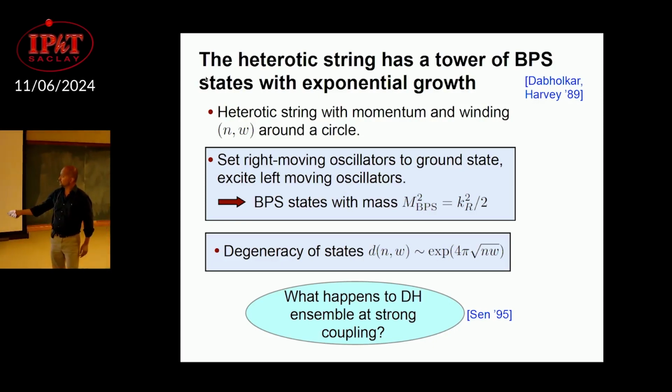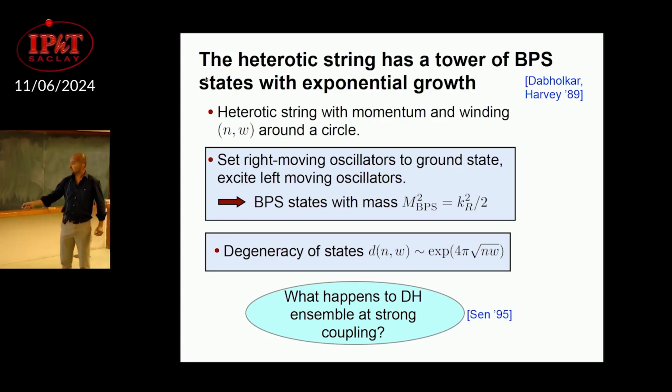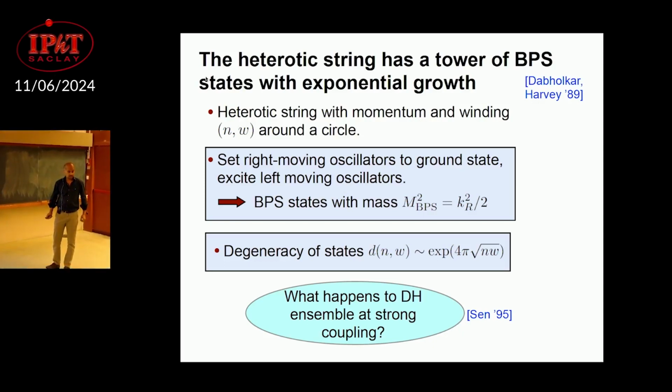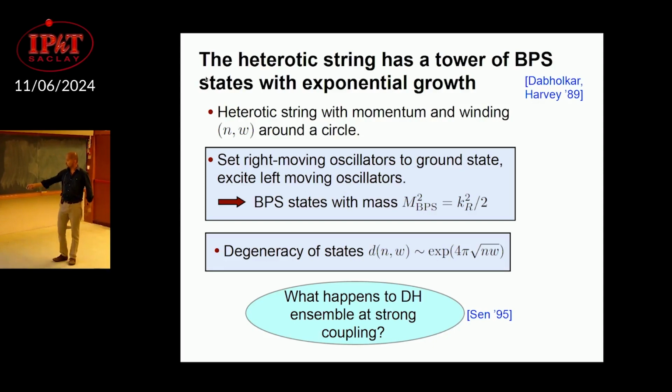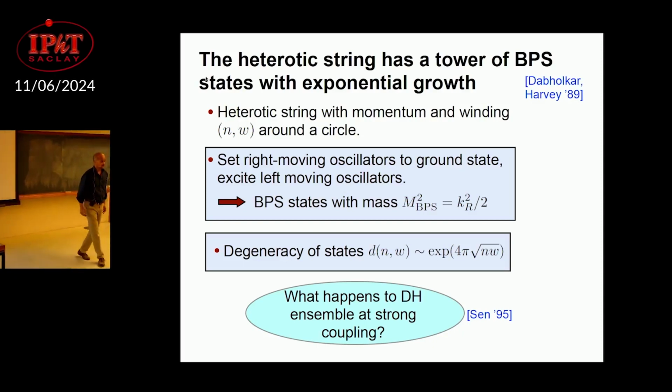So this was a description of the free or weakly coupled string, and the main question is what's the description of this ensemble of states, this tower of states, at strong coupling? Now, this question was asked by Ashok in 1995, and I remind you that a year later, exactly the same type of question asked for the 3-charge system, the D1D5P system, led to the famous breakthrough of Strominger-Vafa. However, this original question still remains unsettled, and I'll discuss why that's the case.